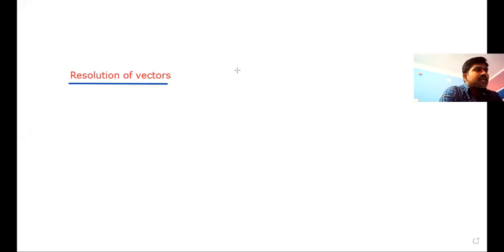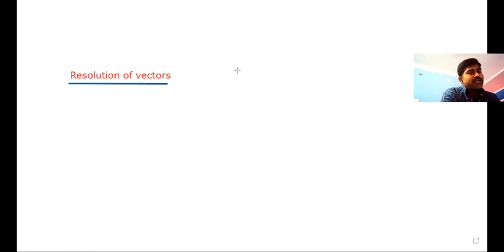For example, if components are given 2, 3, 4, or our coordinates may be given 2, 3, 4, in such cases how to write the vector was discussed in earlier classes. If components are 2, 3, 4, then what will be the vector? 2 i cap plus 3 j cap plus 4 k cap. That easily you can write the vector.